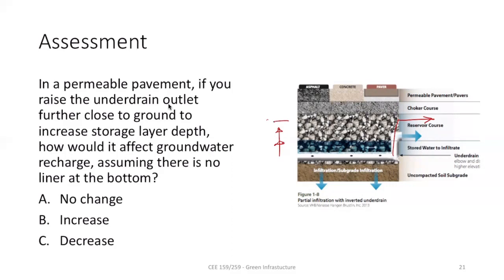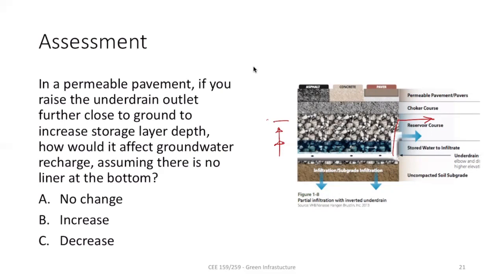You tell me what you think. Do you see my screen for the question? So the question was, if you raise the under drain outlet further close to ground, which means you increase the height, what will happen to the groundwater flow rate? Option A is no change, option B is increase, option C is decrease.